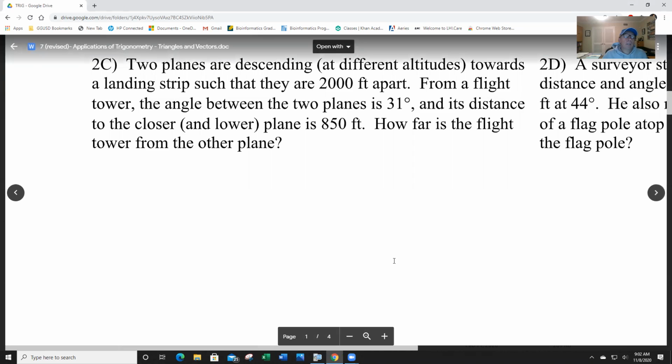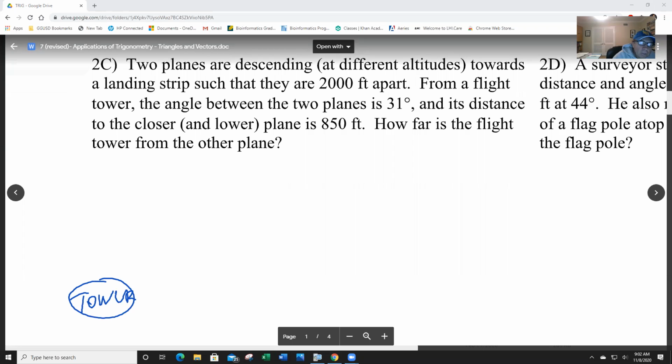So here's C. Two planes are descending at different altitudes towards a landing strip that are 2,000 feet apart from a flight tower. All right, so let me draw the tower. Let me get this nice and low. The tower is on the ground, I suppose you could look at it that way. There's your flight tower. From the flight tower, the angle between the two planes is 31 degrees.